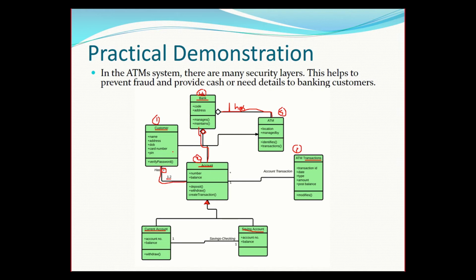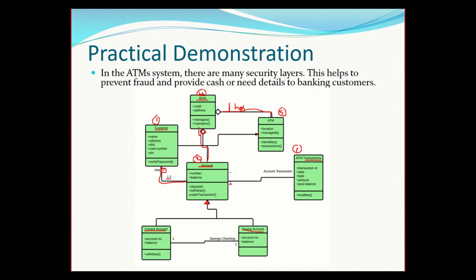Now the customer will go to the ATM to withdraw the money. And the account is related to transaction. Each transaction is done on the account. So each transaction could be done on more than one account, or each account will have more than one transaction. And we also generalize the account into two types: a current account or a saving account.